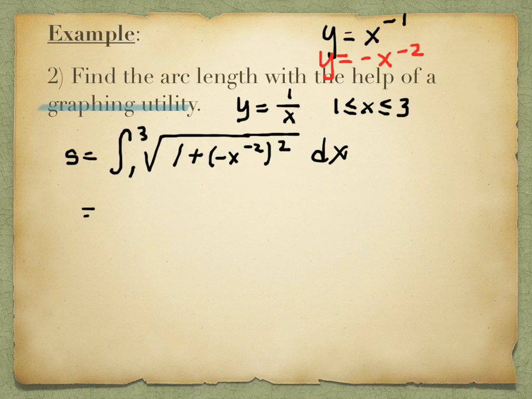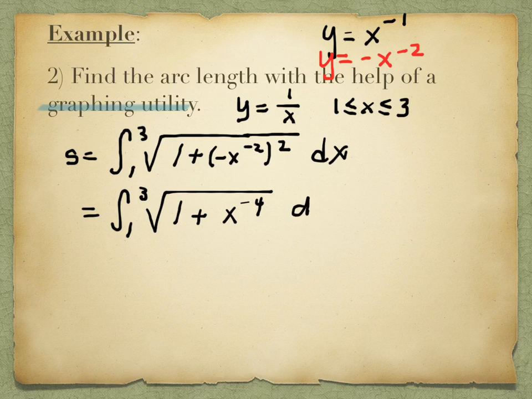Alright, so we take a look at this particular problem, and we will simplify what we can on the inside. So this is 1 plus x to the negative 4th. And we'll run into a problem very quickly that in order to work with this, I would have to use u substitution, and u substitution doesn't work because I don't have the derivative of x to the negative 4th on the outside of this. So my graphing utility will come in very handy.